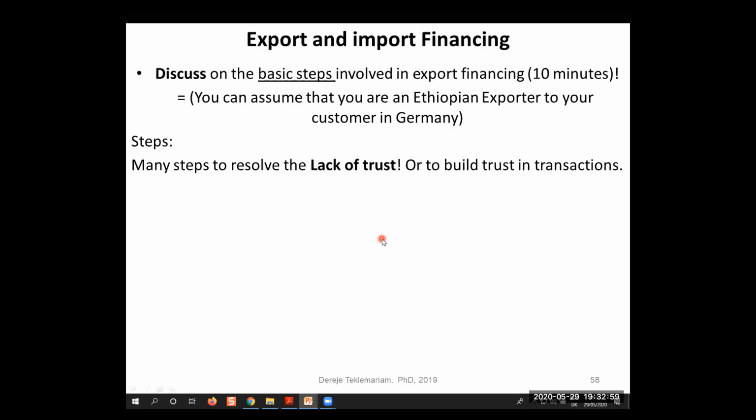Please read all the issues that I wanted to emphasize in the cases I have discussed in the lecture. I think well done for today. So see you on Saturday on export and import financing. We are on slide 50.